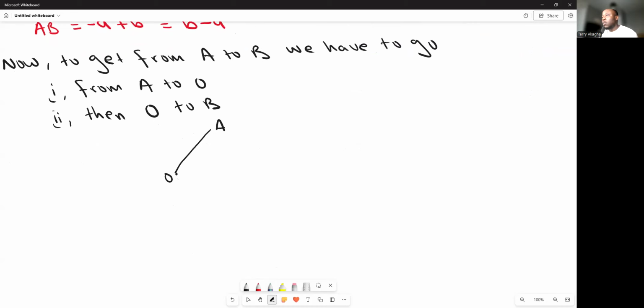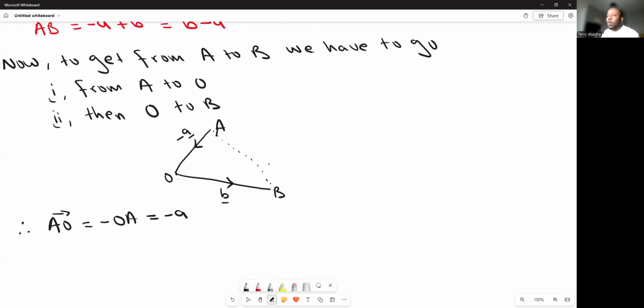And O to what? B. So A to O and O to B. All right. But we know because we're going in opposite direction, it's going to be minus, while this is going to remain B. And we're looking for what? AB. So therefore, we can now say AO, because I'm moving from A to O, will be equal to minus what? OA, because remember, we are moving in the opposite sense or opposite direction, and that will be equal to minus A.